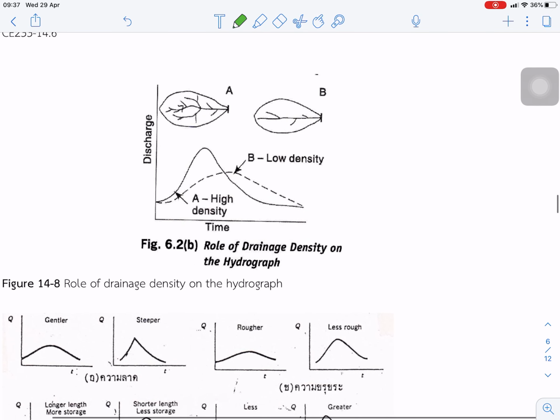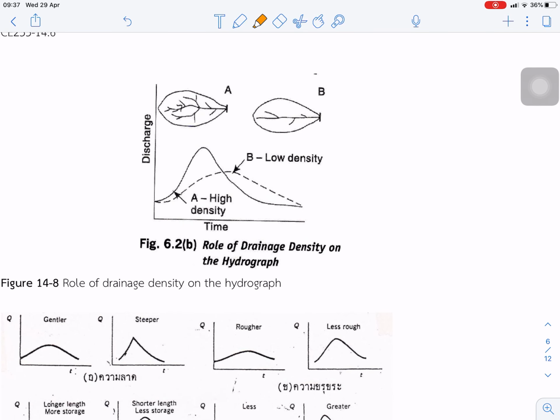This shows the effect of drainage density. In this case, A has a high density of channels, so we expect the peak flow to come in a really short time, but for the low density it takes a longer time to reach the outlet.